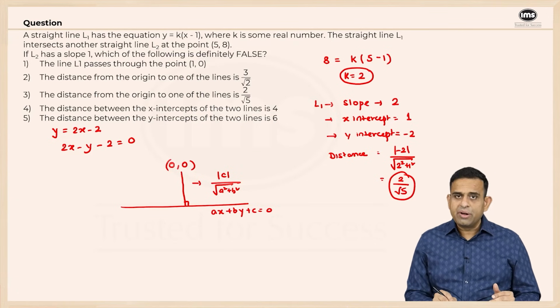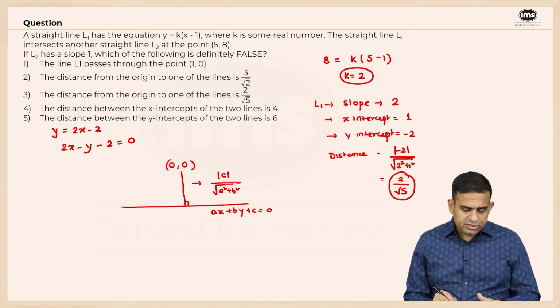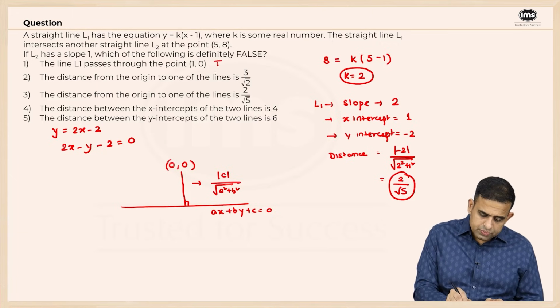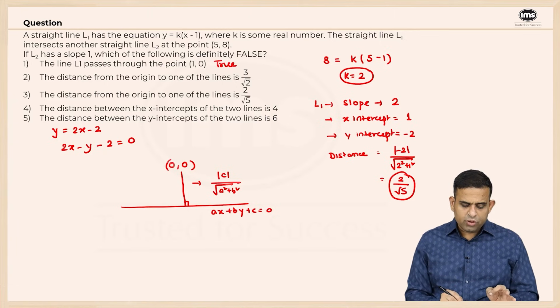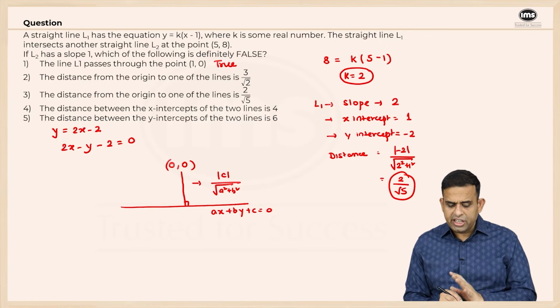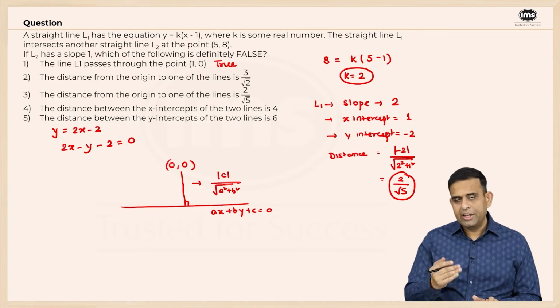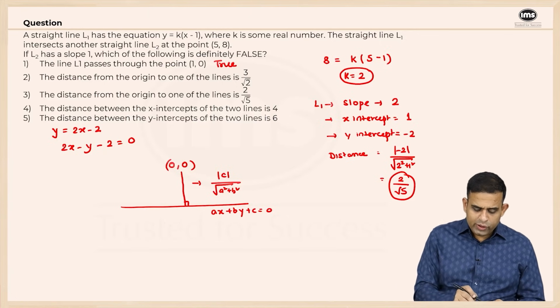So let's see the statements first of all, and then we can look at line L2 as well. Line L1 passes through the point (1, 0), x-intercept is 1, this is true. The second one talks about the distance from the origin to one of the lines being 3 by root 2. That is not known to us at this point of time, because we have not taken the L2 scenario yet. We can now take the scenario for L2 as well.